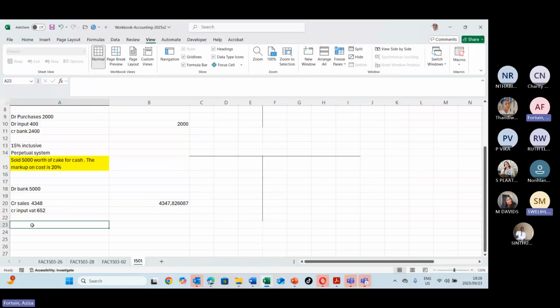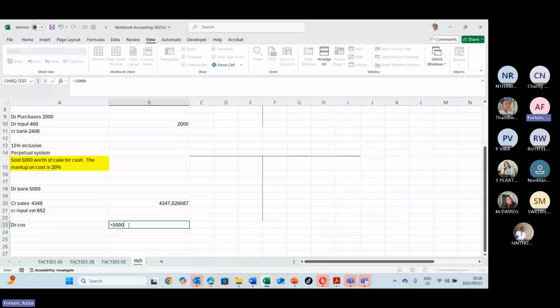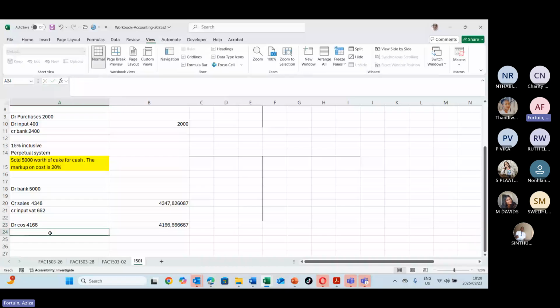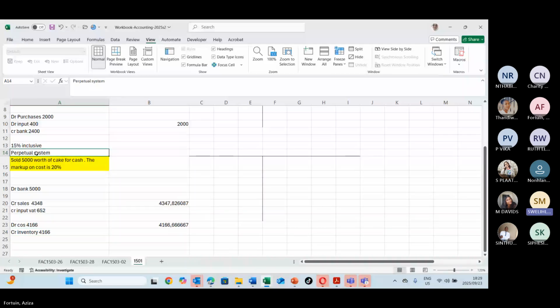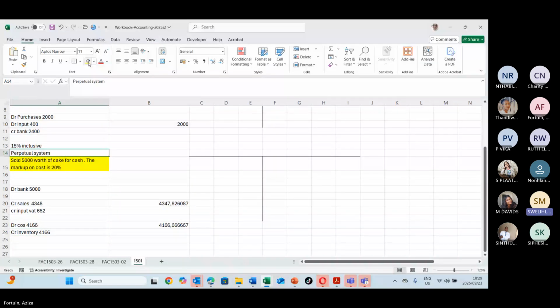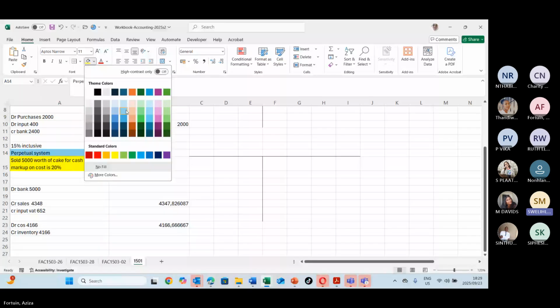Right. Now, why didn't you go debit cost of sales and say 5,000 divided by 1.20 is 4,166? I'm just rounding off now. Credit my inventory. Okay, 4,166. Why did you not do that? I'm not sure. Because I know that I also need that markup cost. I think I'm just all over the place.